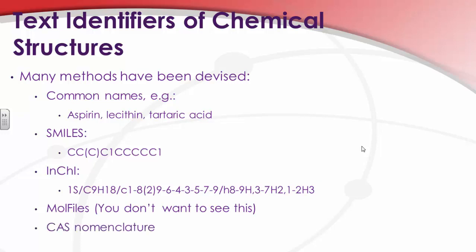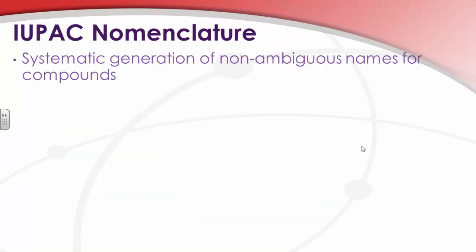And for this reason, two different kinds of nomenclature have been devised. CAS, that we won't talk about too much here, and IUPAC, that we will cover a great deal. And you'll be spending a lot of your time over the next 2 weeks thinking about IUPAC. So what is it? It's systematic generation of non-ambiguous names for compounds.